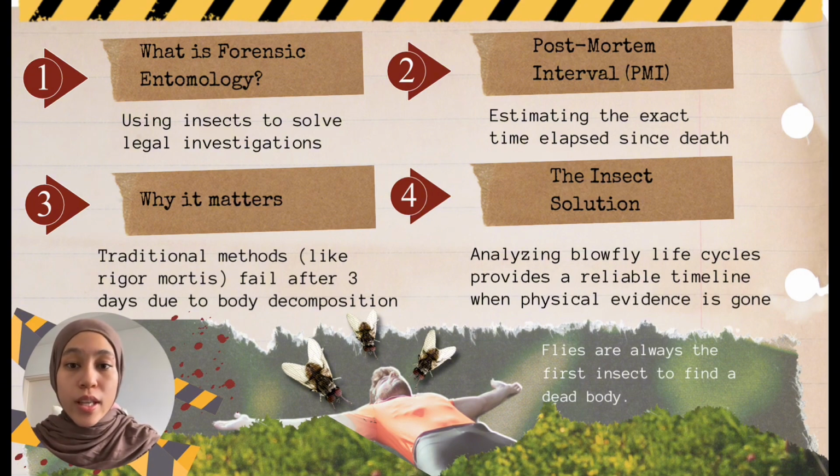We use it to estimate the PMI, which is the exact time elapsed since death. This is crucial because traditional medical methods like rigor mortis completely fail after 3 days due to body decomposition. Analyzing blowfly life cycles gives us a reliable timeline when physical evidence is gone.